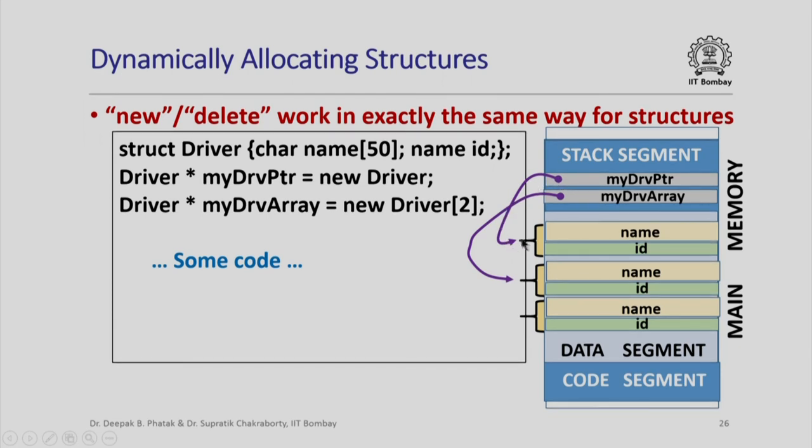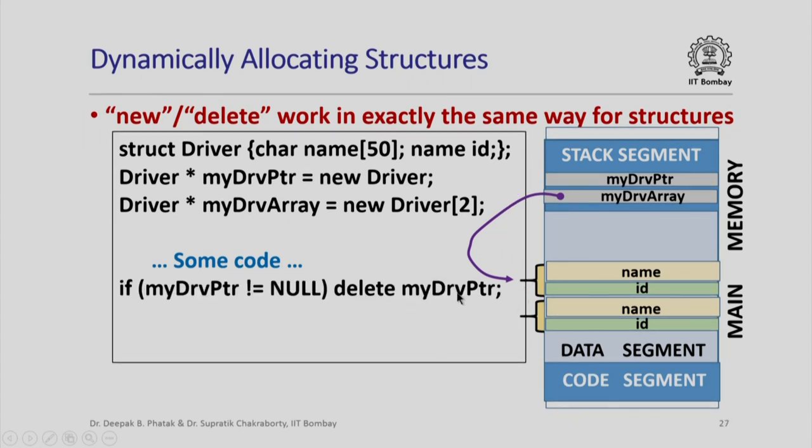So my DRV pointer will basically be pointing to that space for an object of type driver allocated on the heap. Similarly, when I execute this statement, space for two objects of type driver is allocated on the heap, and the address of the first of these objects is returned and stored in my DRV array. So my DRV array points to the first of these two array elements allocated on the heap.